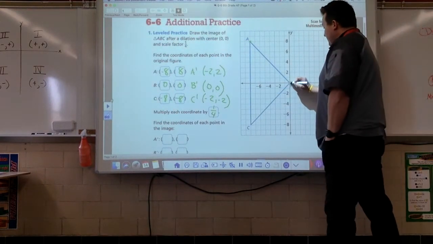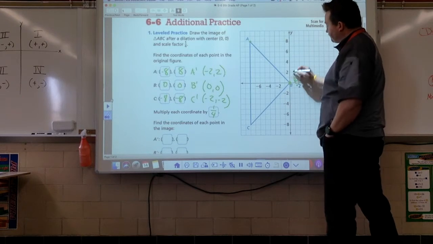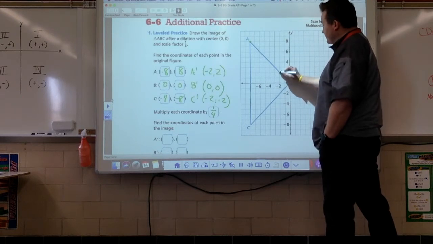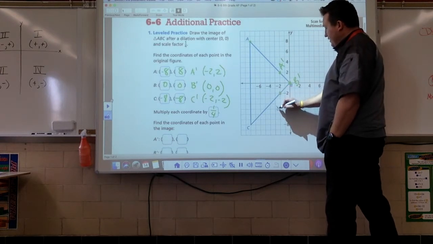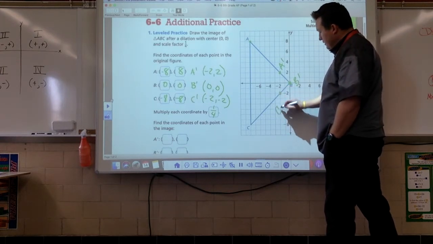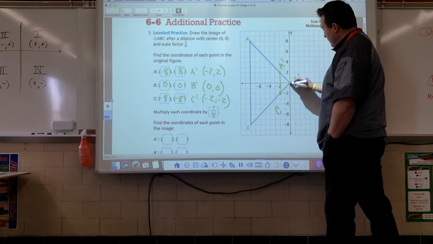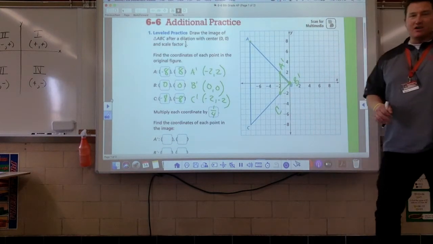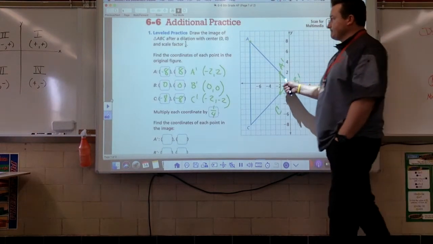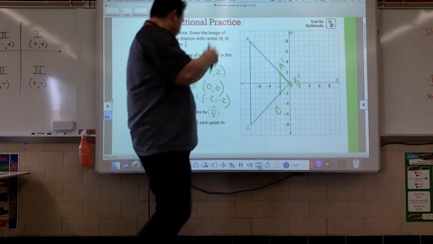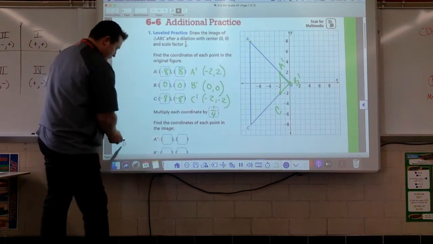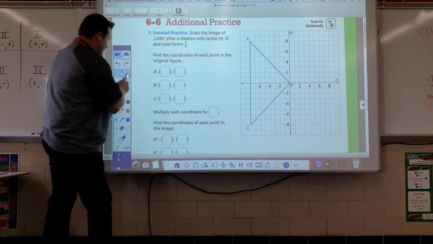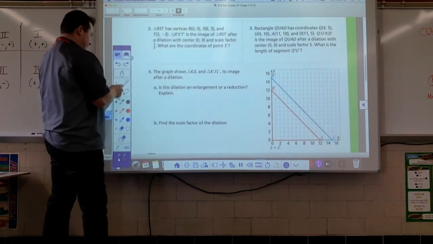Go ahead and plot your new points. Here's B prime. -2, 2 is A prime. -2, -2 is C prime. There you go, there is my new figure. Remember, guys, these points go down there. Good to go. Okay, what else can they make us figure out here?